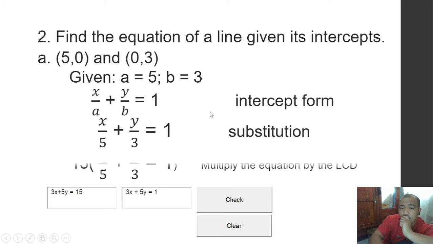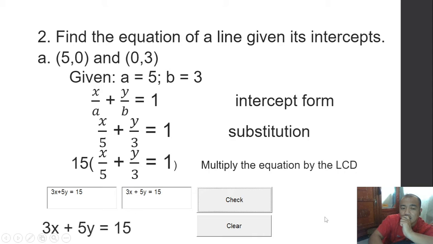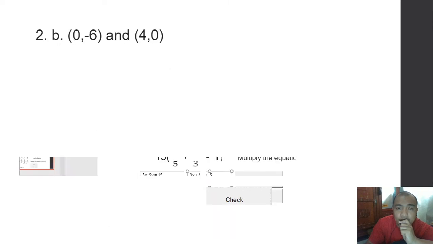So let's repeat. If we multiply x over 5 plus y over 3 equals 1 by 15, then it's 3x plus 5y equals 15. Let's check. Okay, sorry for that. We have mistakes sometimes. 3x plus 5y equals 15 is the equation of the line with x-intercept 5, 0 and y-intercept 0, 3.